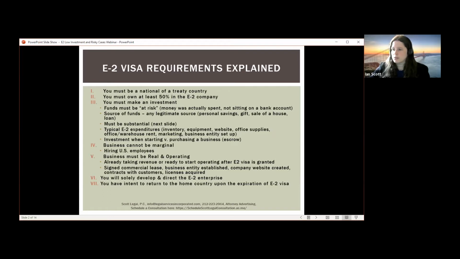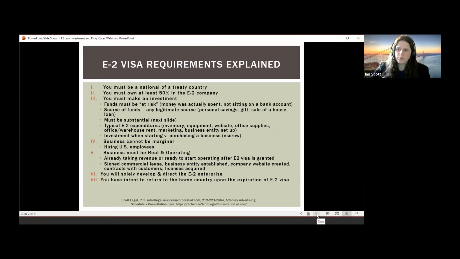So you must also show for the E-2 that you are coming to develop and direct the E-2 enterprise. The E-2 is not for people who are pursuing kind of passive investment. It is for people that are planning to actively run their company. Additionally, the E-2 visa is a non-immigrant visa, so you do have to show intent to return to your home country upon the expiration of the visa.